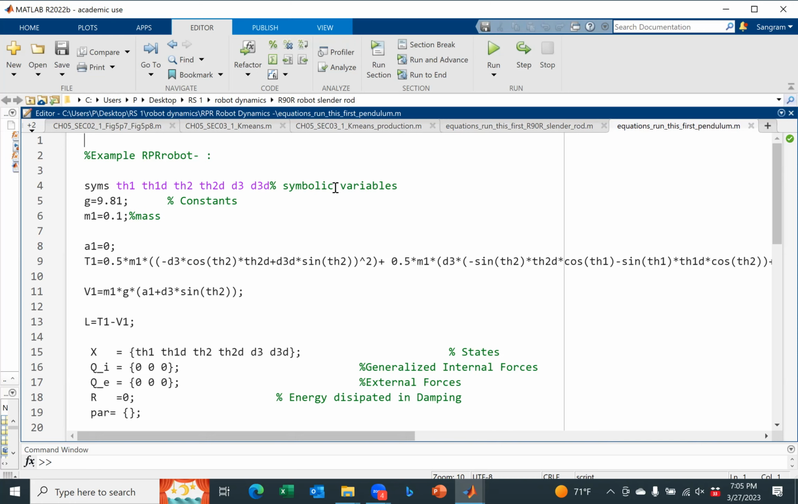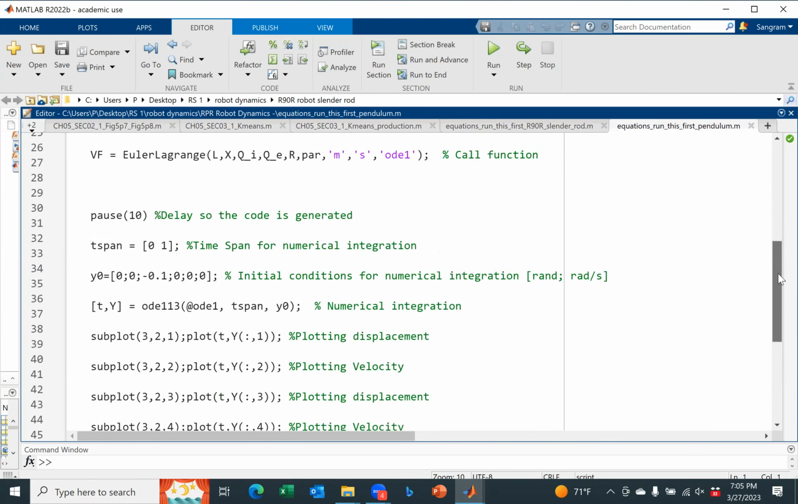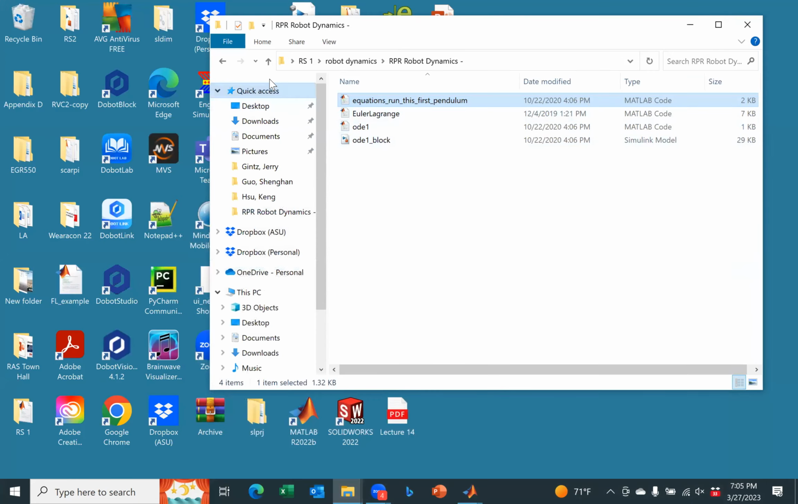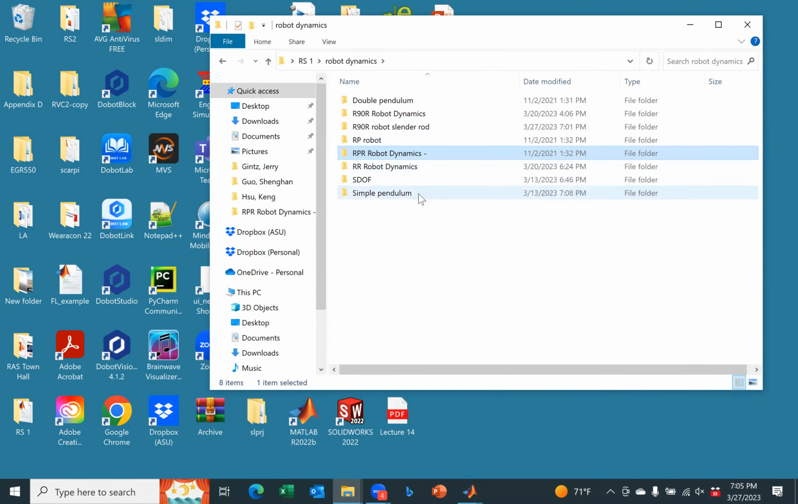We don't have time today, but in the next class I would start from the very beginning and work out this problem. The other problem that I really want you to look at is this R90R robot we solved. We did RR, RPR, pendulum, and there is a problem with a double pendulum, which is an RR robot wherein the first link is parallel to the second link. I would encourage you to look at these problems.